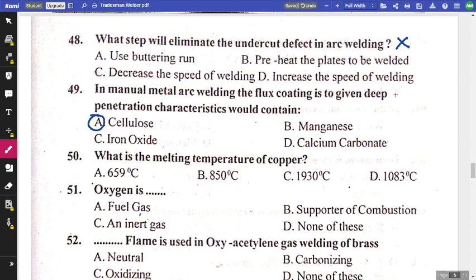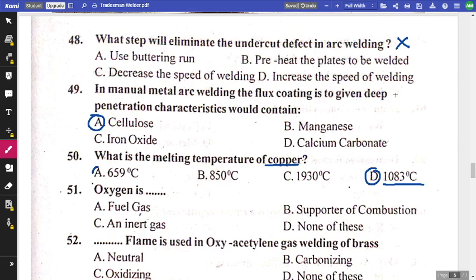What is the melting temperature of copper? We have already discussed the melting temperature of aluminium, which is 659 degrees Celsius, and here they have asked for copper, and it is around 1083 degrees Celsius.